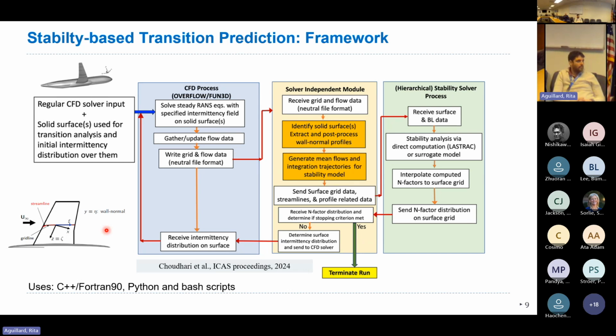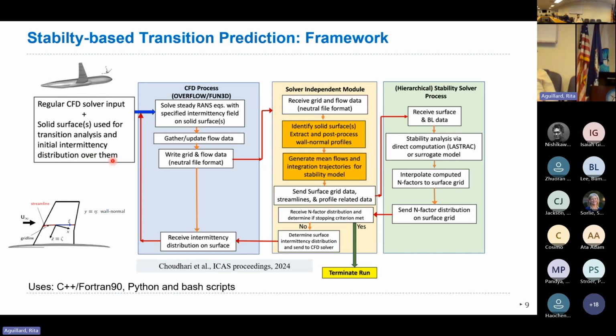Okay. So for the stability-based method, this is the rough workflow. Typically what you have is a general CFD input deck, right? You have the surface, and then you also specify which surfaces you want to focus on, where we want to identify where there is transition happening. Be it the fuselage or the wing, or if you just want to focus on the wing, we identify the solid surfaces.